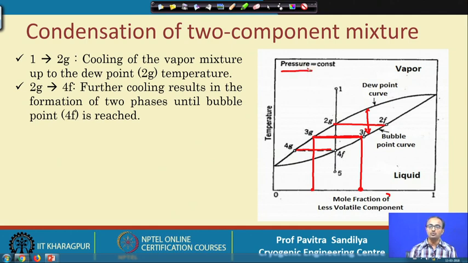So, we can know the composition variation in the two phases for a given mixture with variation of the temperature between the dew point temperature and the bubble point temperature. We shall be learning about the ways to determine the dew point temperature, bubble point temperature, etc. later on.